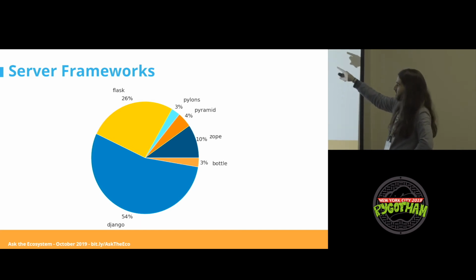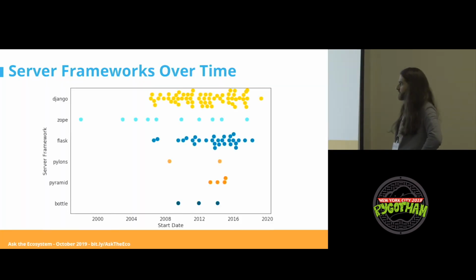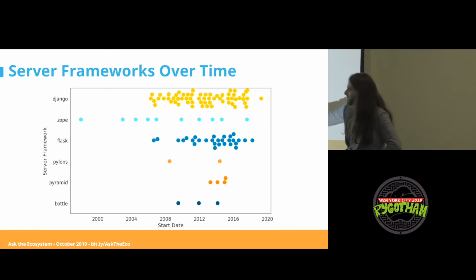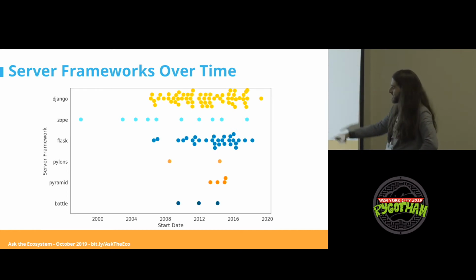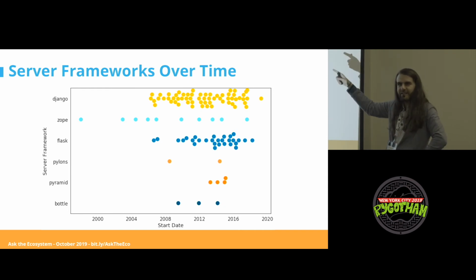Interestingly, Pylons, Pyramid, Zope, even Bottle, all still active users as well. Django, here you can see it really took off when it came. I think it actually came out in 2008, so some older things might have, or no, when did Django come out? 2005-ish?